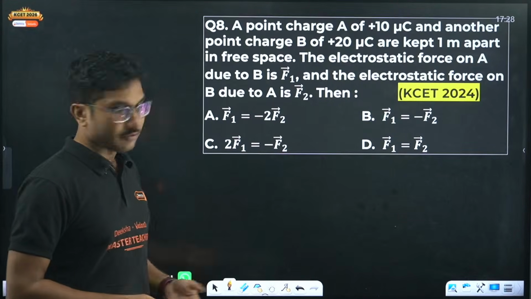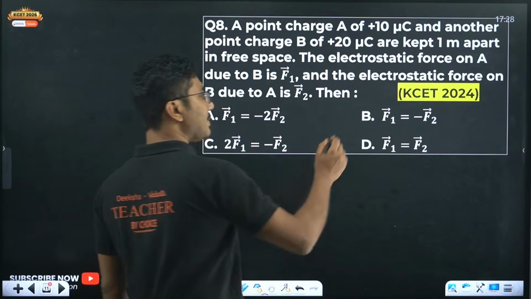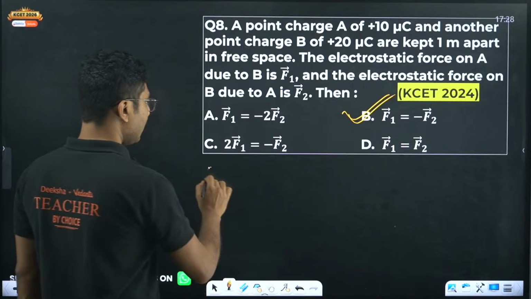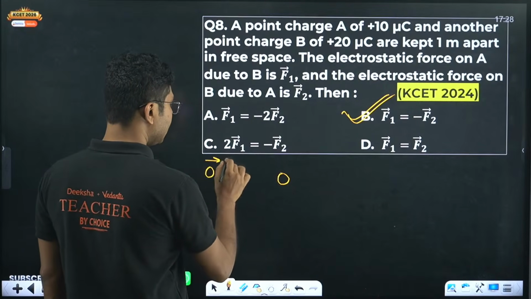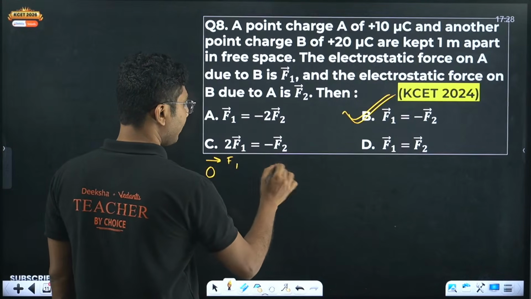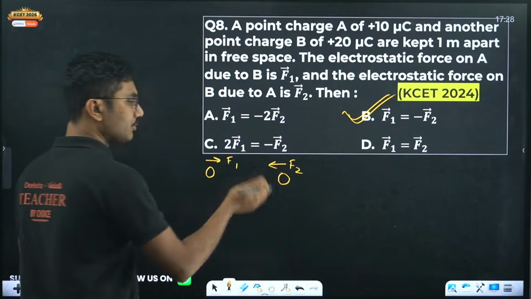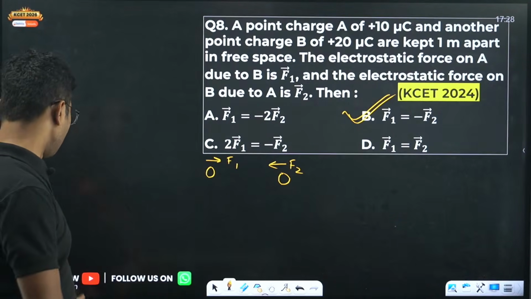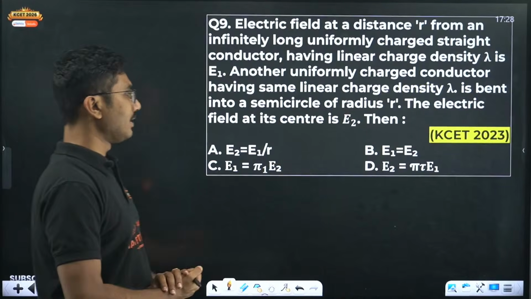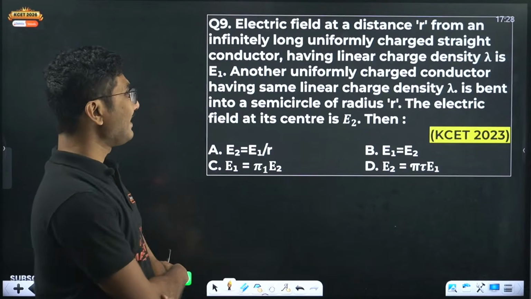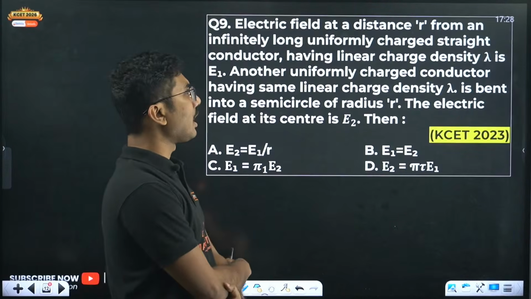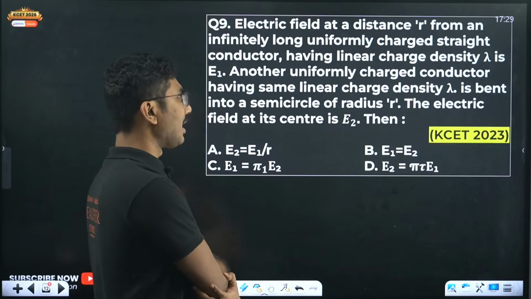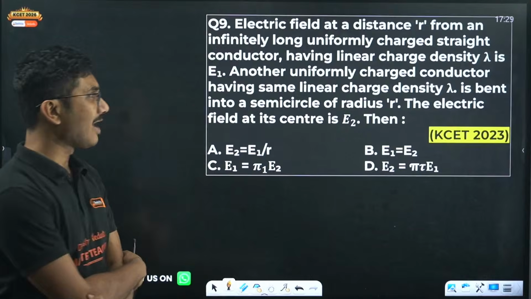If the question is easy, obviously, like this kind of question, it is basically Newton's third law of motion. Two charges are there. If the force on this is F1 and the force on this is F2, they have to be equal and opposite. That is Newton's third law, right? Action and reaction.